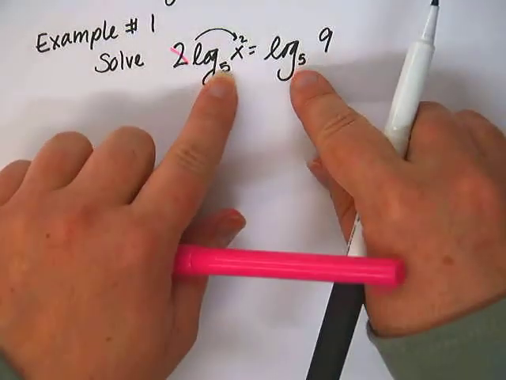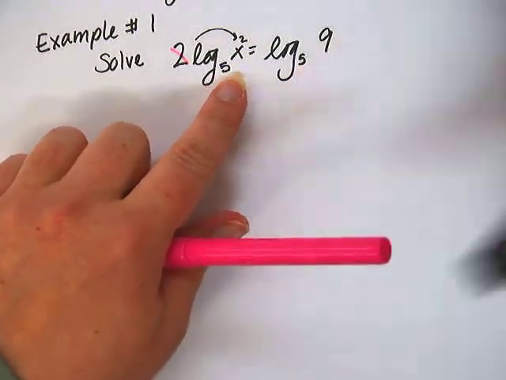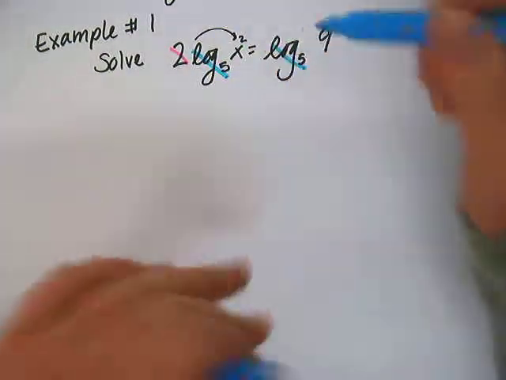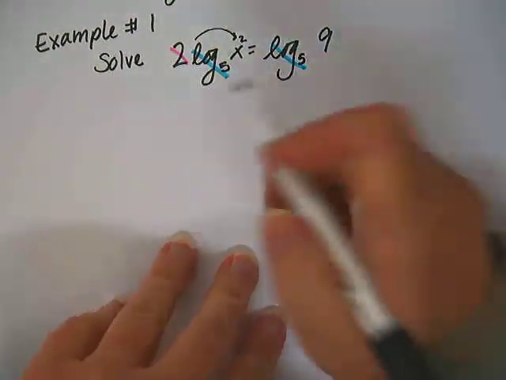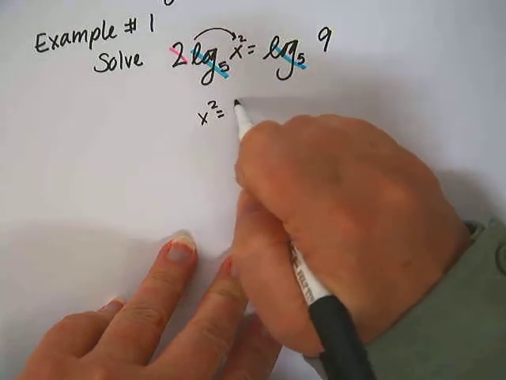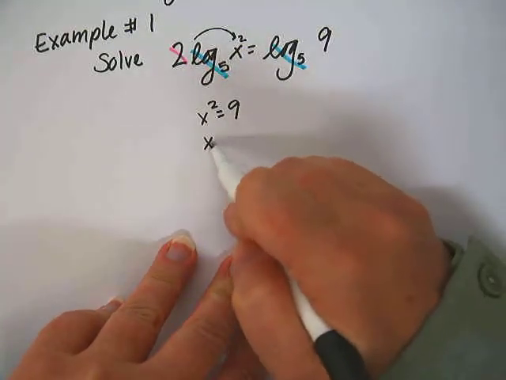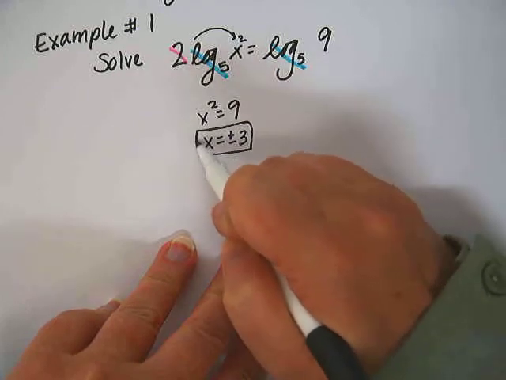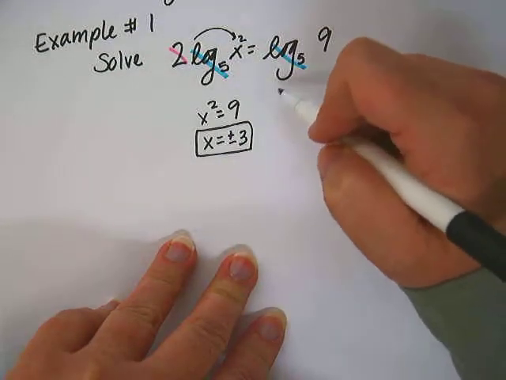So now that we've done that, we have a log base 5 on each side that we can now just get rid of on each side because it's the same base, and we're left with x squared equals 9. Then we can solve this by square roots, so our answers could be plus or minus 3.